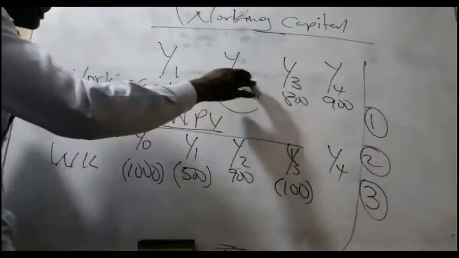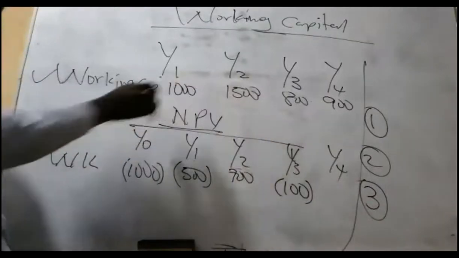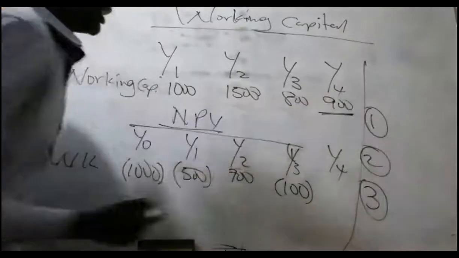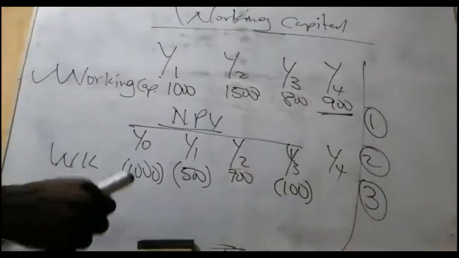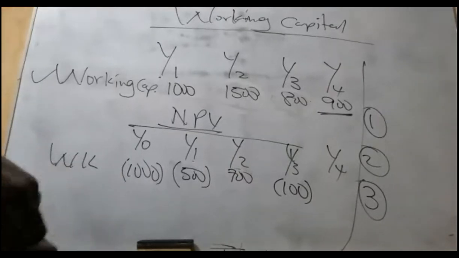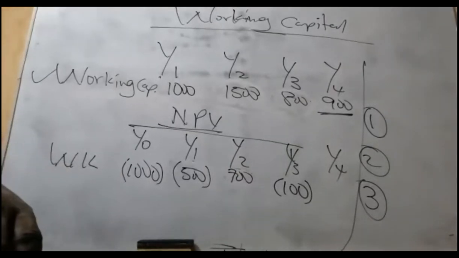So here, what's the working capital? The working capital at the end of the project life is 900. This 900 must be cancelled, must be released, must be recovered, must be recouped. That's all. We are done.